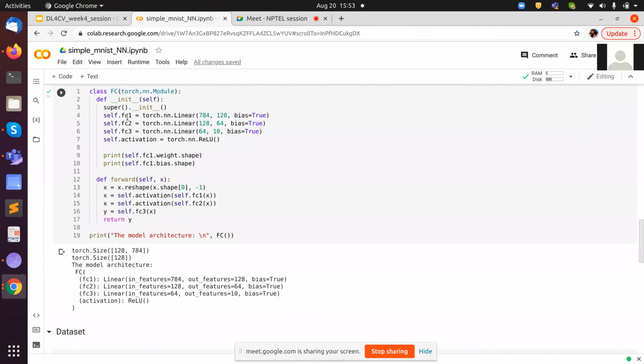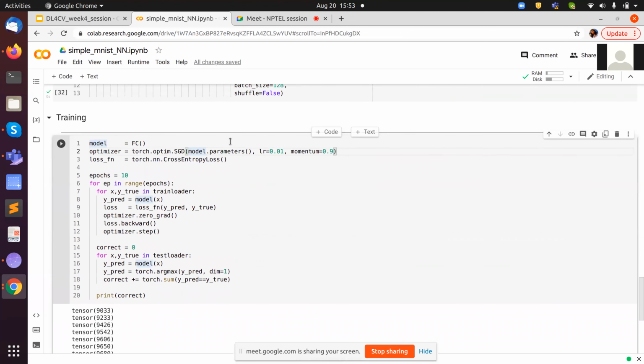So what will it be? The weight and bias of FC1, the weight and bias of FC2, the weight and bias of FC3. So this is what model.parameters represents. Now to this optimizer, all these parameters will be passed along with an initial learning rate. This learning rate is what decides the step size, remember?